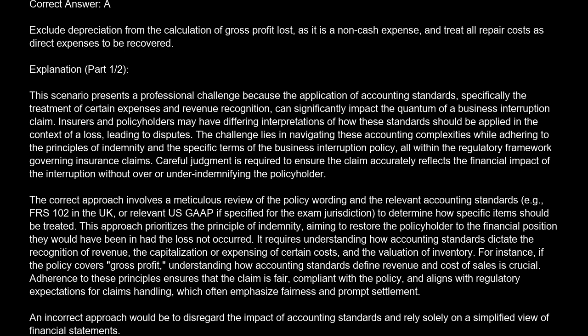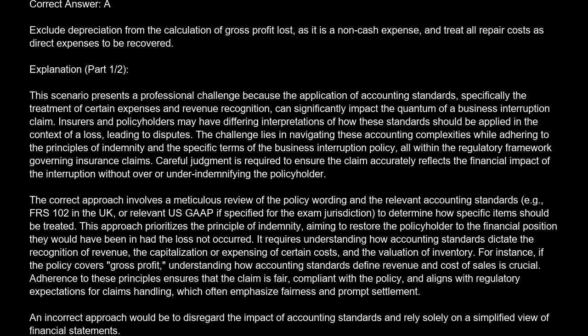The correct approach involves a meticulous review of the policy wording and the relevant accounting standards, e.g., FRS 102 in the UK, or relevant US GAAP if specified for the exam jurisdiction, to determine how specific items should be treated. This approach prioritizes the principle of indemnity, aiming to restore the policyholder to the financial position they would have been in had the loss not occurred.